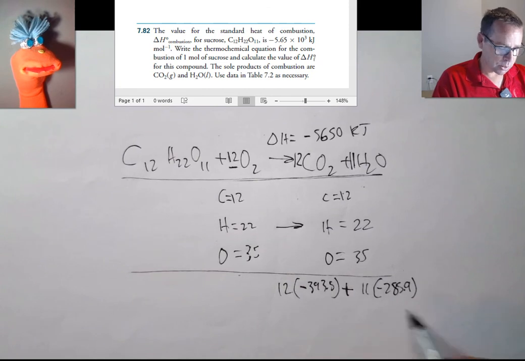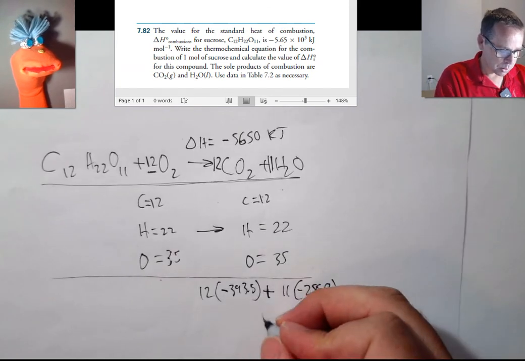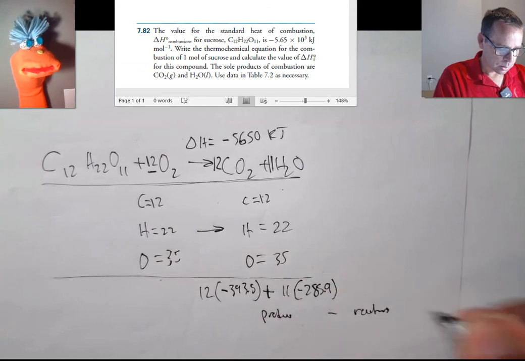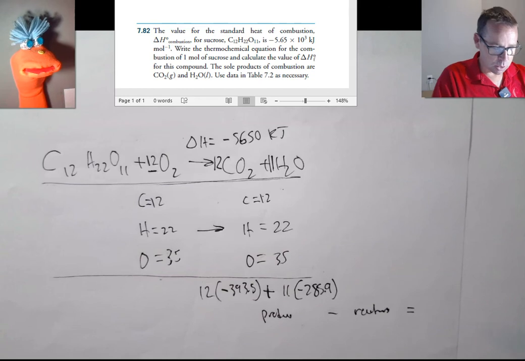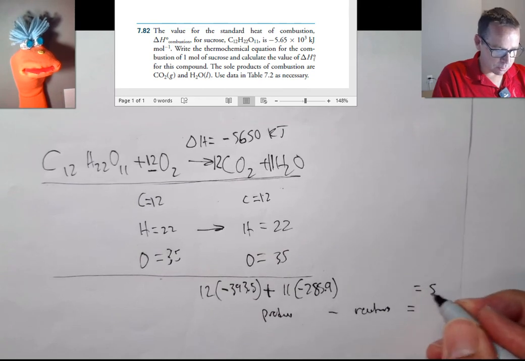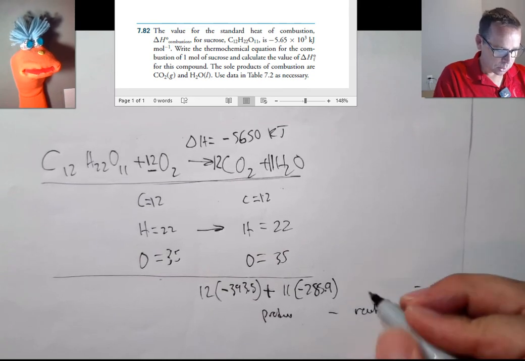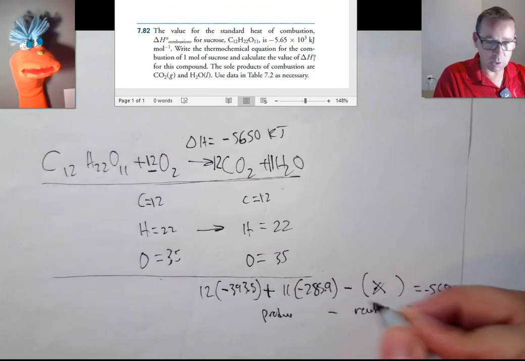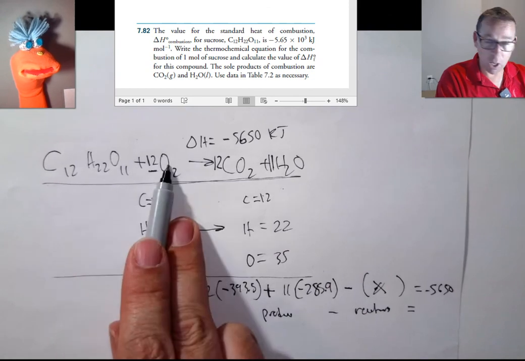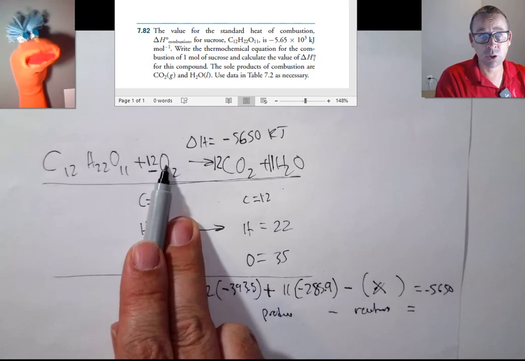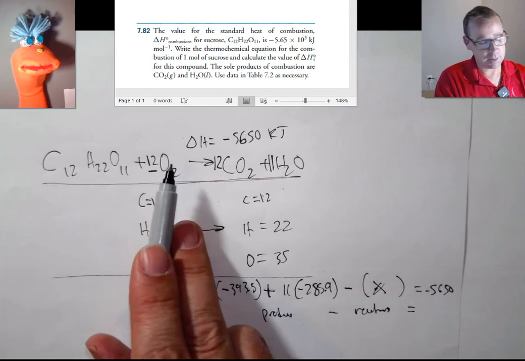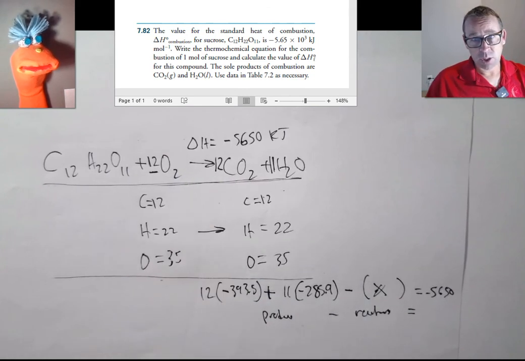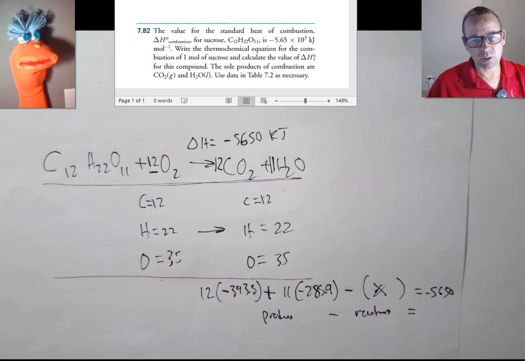I should have written the products on the left, because it's supposed to be products minus reactants equals, and in this case we know what it equals: negative 5650. I'm going to write X as my reactants, which is just this. Now oxygen doesn't matter, because that's how it is elementally, in its standard state, so there's no energy associated with that.